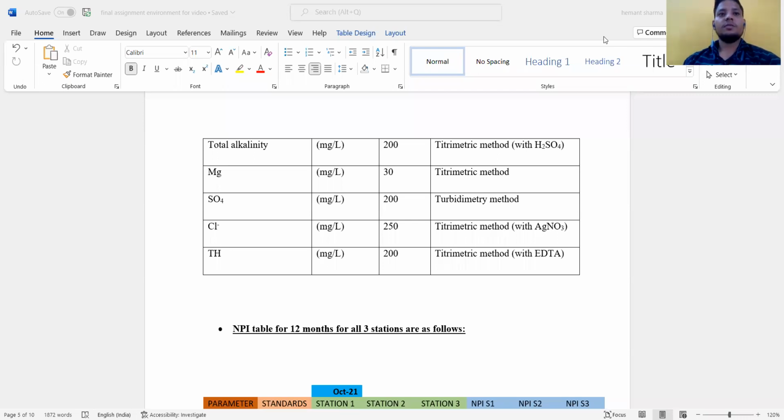We have two standard limits. One is the acceptable limit, which is generally used. Second is the permissible limit, which is used when we don't have an alternate source or choice.